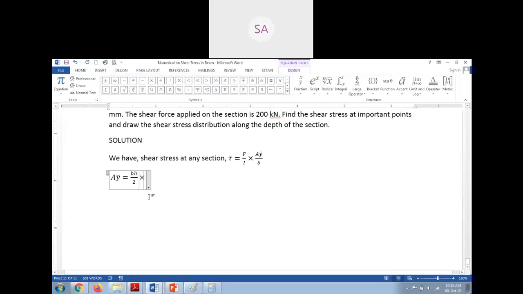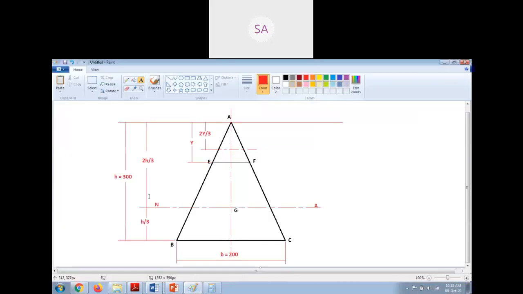Into y bar. See, y bar is the distance of the center of gravity of the section that we have considered with respect to the neutral axis. Now this is the neutral axis and this is the center of gravity of triangle AEF. So I need this distance from this to this. So this distance I have to calculate. Now what is this distance?